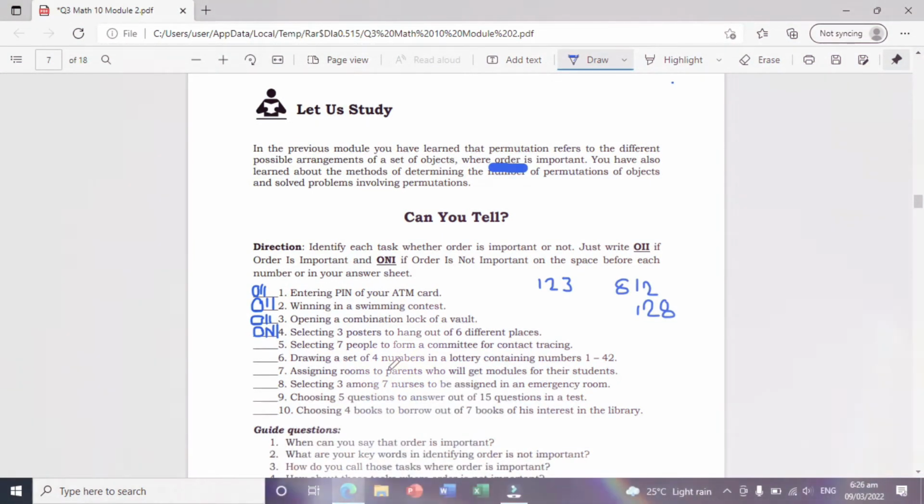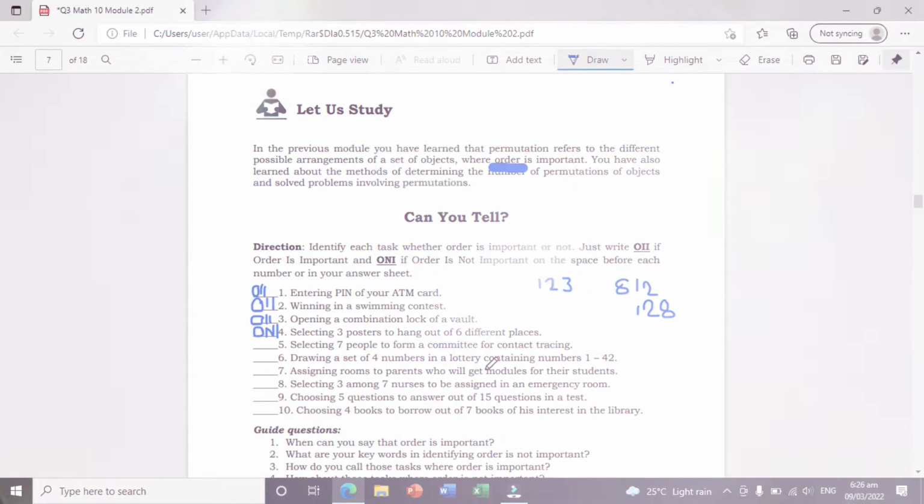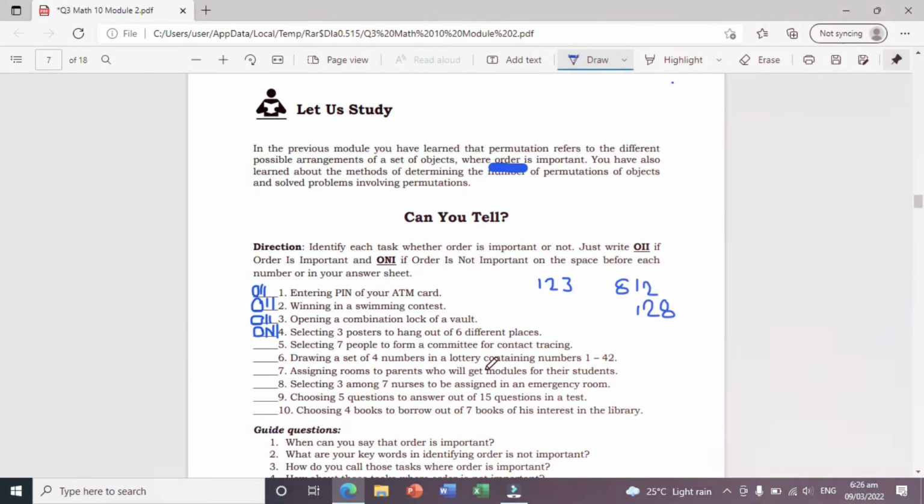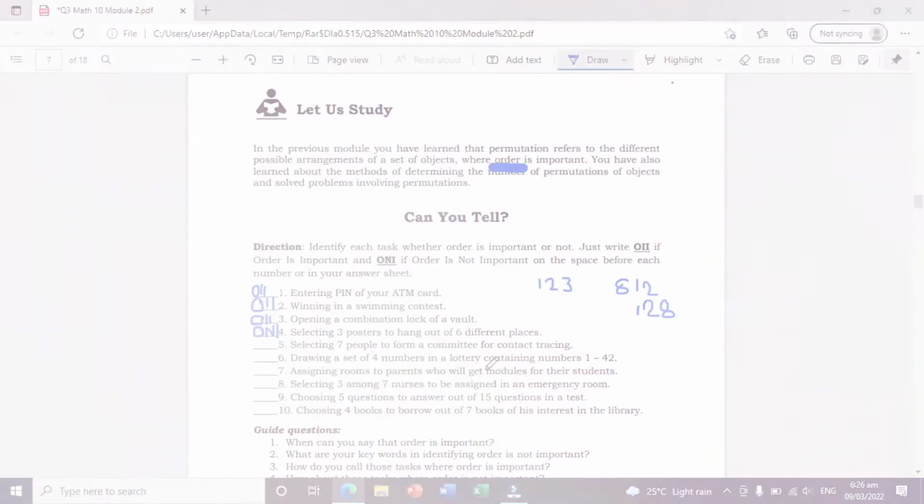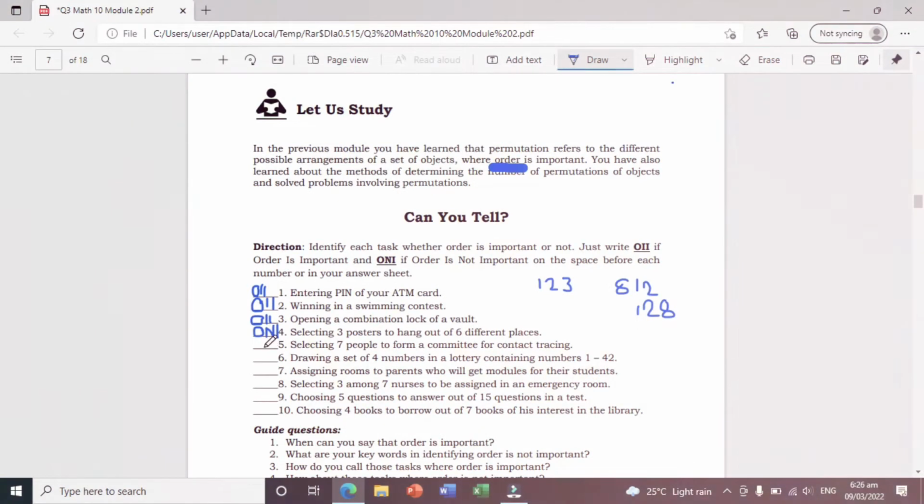Number 5. Selecting 7 people to form a committee for contact tracing. So, kailangan ba yung order nito? Hindi. So, syempre hindi. So, it won't matter kung sino yung nauna, nahuli, kasi you are just selecting 7 people. So, ONI.